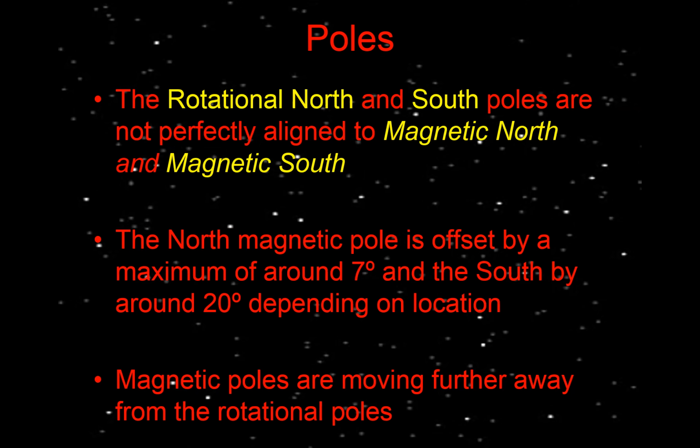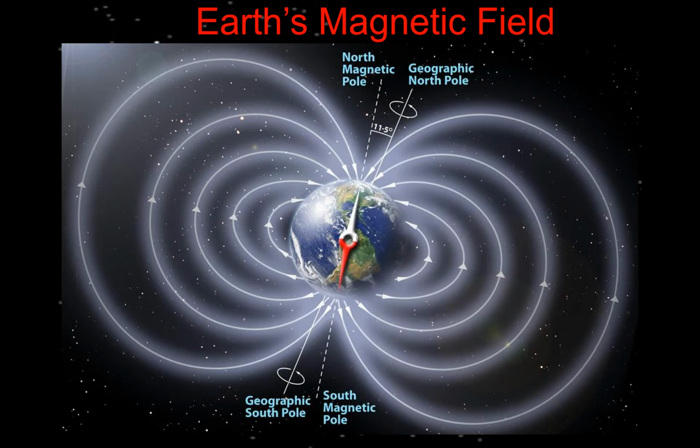The north magnetic pole is offset by about 7 degrees, and the south, weirdly, by around 20 degrees, depending on location. And these magnetic poles actually shift. They're moving further and further away from the rotational poles. The reason for this is deep in the Earth there is molten metal that generates our magnetic fields, and the rotation of that metal is responsible for it. So differential rotation in the Earth is likely responsible for the movement of these magnetic poles.